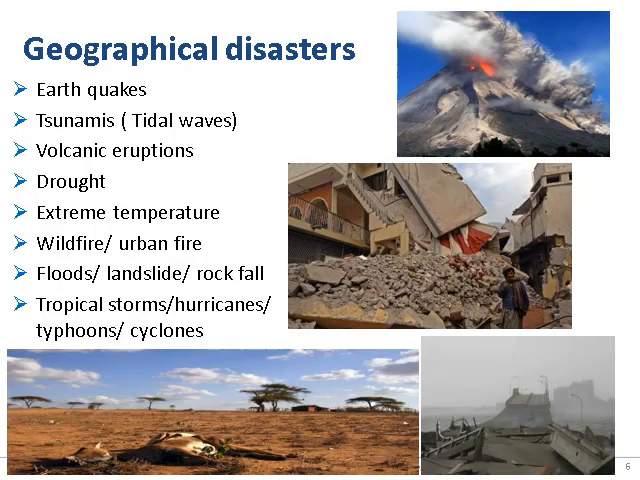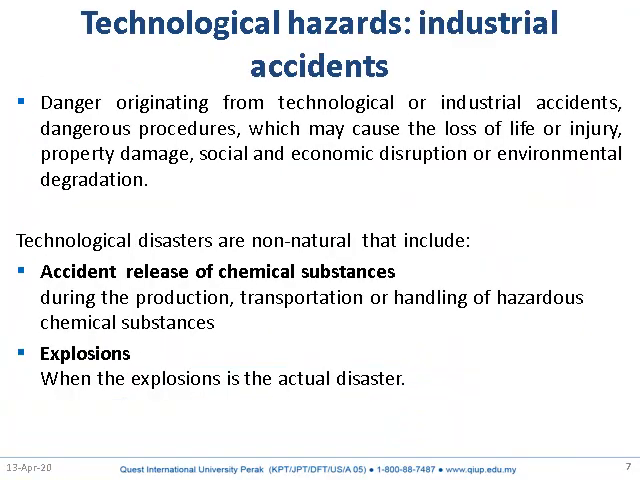Geographical disasters are there like earthquakes, tsunamis, volcanoes, drought, extreme temperature. Okay, wildfire, floods, landslide, tropical storms, hurricanes, typhoons, cyclones, all these. These are all natural geographical disasters.